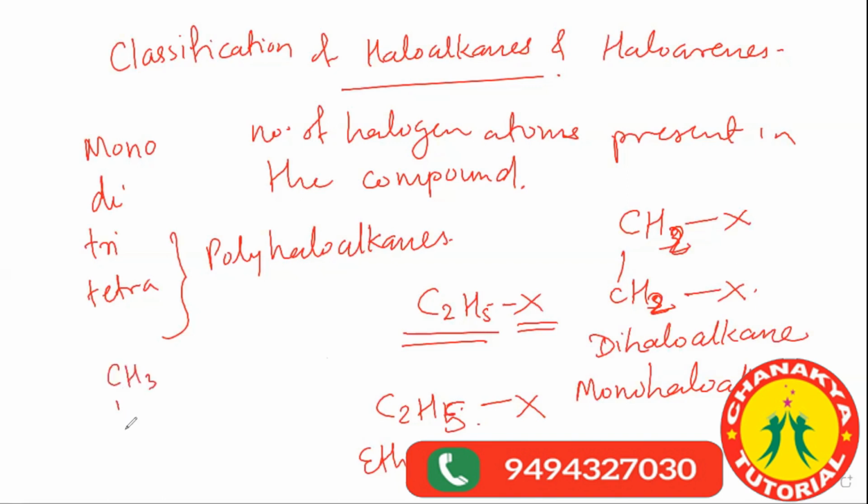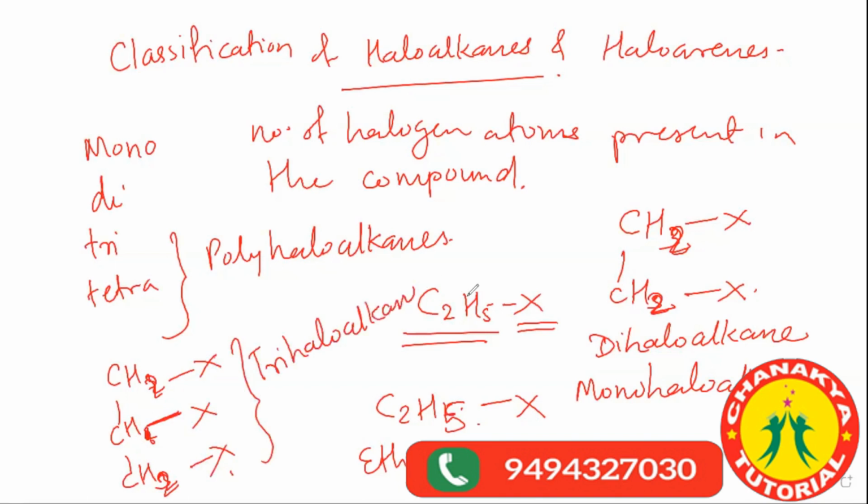CH3, CH2, CH3. What is this? Propane. So from here, I'm going to remove one hydrogen and attach one halogen. From here, I'll remove one hydrogen and it will be replaced by a halogen. Here also, I'll remove one hydrogen and replace it with a halogen. This will be 1, 2, 3, so 3 halogen groups would be there. This is a trihaloalkane. Got it? Fine. Am I audible, girls?